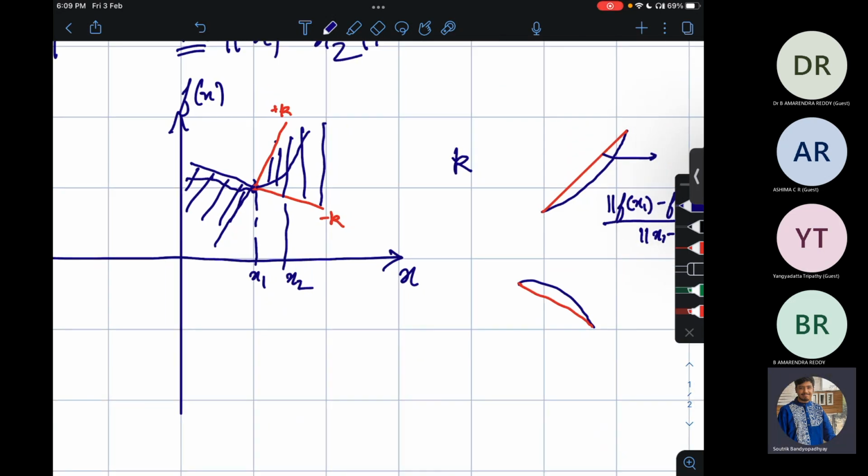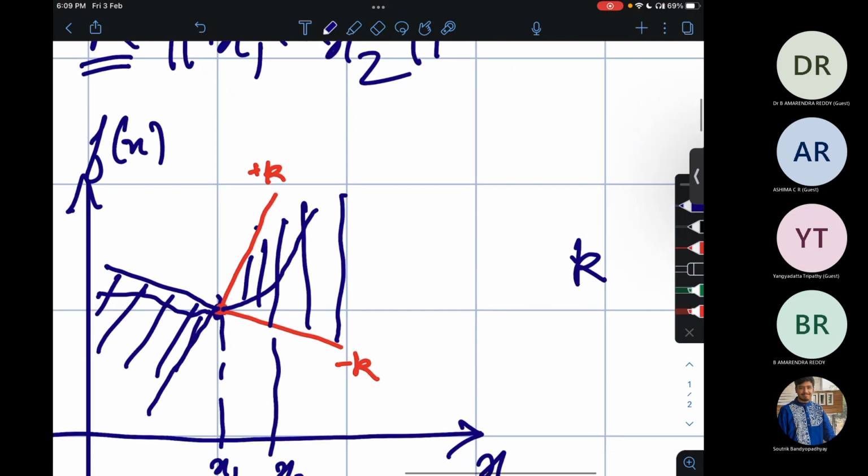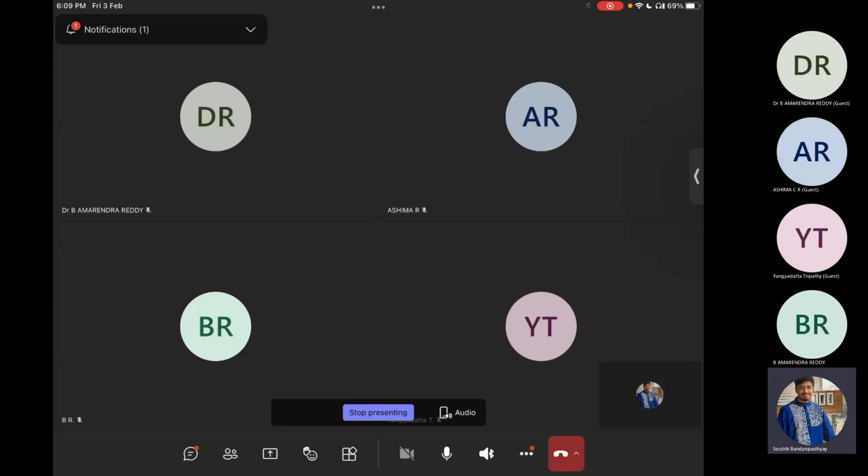Now, the beautiful thing about this Lipschitz continuity is that it subsumes the continuity and the differentiability properties. So this function must be differentiable at each point, and this function must be continuous at each point, right? So the Lipschitz continuity is the bigger brother of these two. I hope that answers your question. So let me go to that. Ashima, did it answer your question?